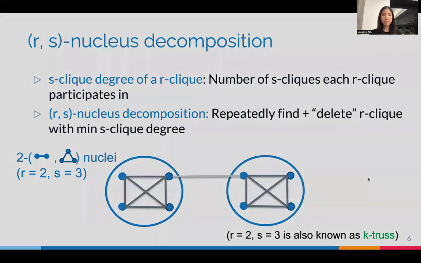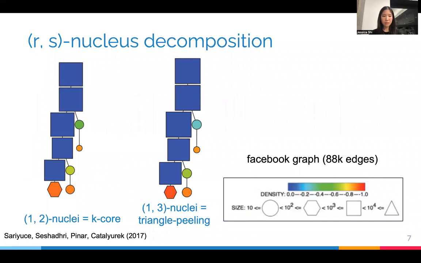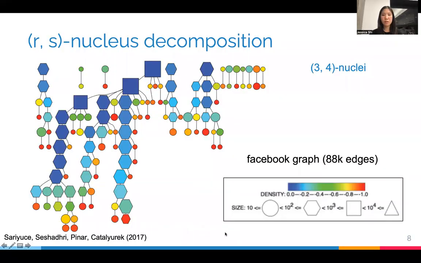So to further motivate this, these are some examples from the original work of Sariyüce, Seshadhri, Pinar, and Çatalyürek, who introduced the RS nucleus decomposition problem. And they constructed these hierarchy graphs showing the core hierarchies for this Facebook graph with 88,000 edges. And each of these nodes in this graph represents a subset of vertices where the shape denotes the size and the color denotes the density. So you can see that we have some hierarchy information from k-core and from triangle peeling. But if we generalize even further to the 3-4 nucleus decomposition, you see that we have a much more varied hierarchy with many more subgraphs of various densities.